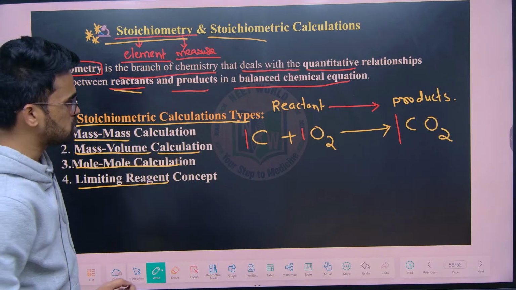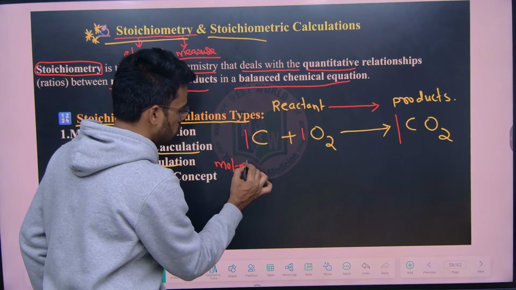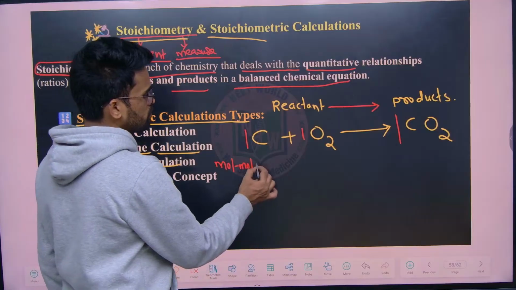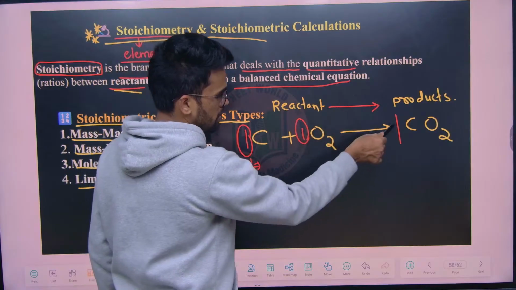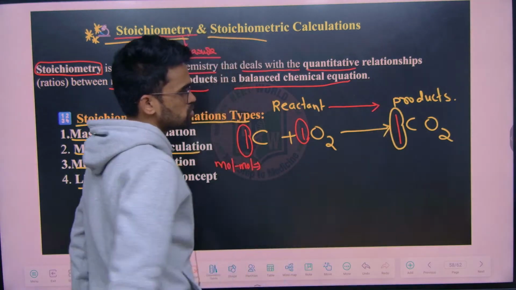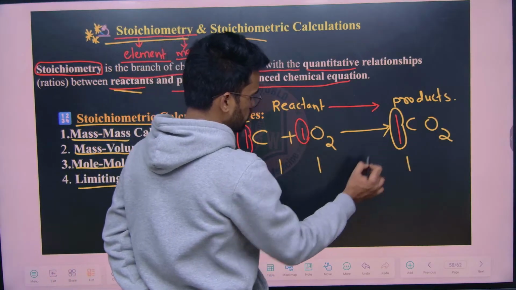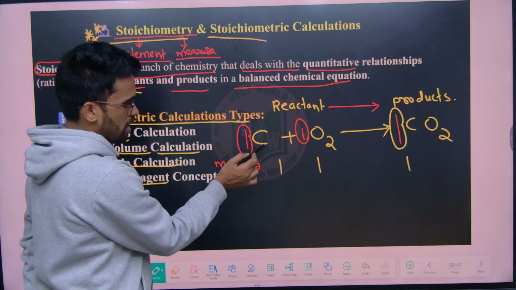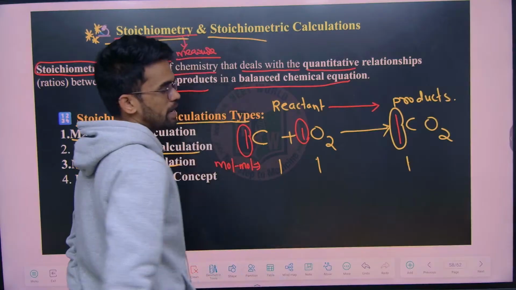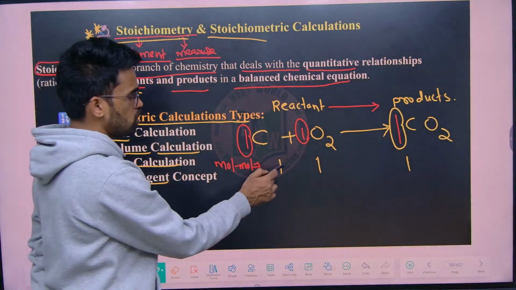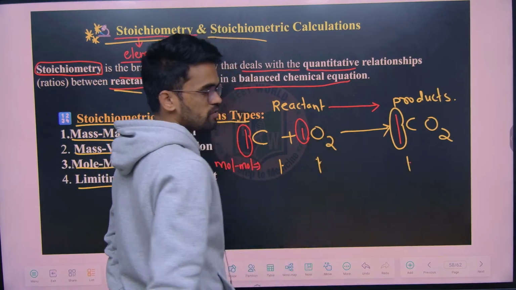First, let us consider the mole concept, the mole relation. What is this mole relation? From the balanced equation, what is the stoichiometric coefficient? The numbers in front of the terms are called coefficients. So what is this number? 1. Here also 1. Here also 1. So it means 1 mole of carbon reacts with 1 mole of oxygen molecules to form 1 mole of carbon dioxide. Once again, 1 mole of carbon reacts with 1 mole of oxygen to form 1 mole of carbon dioxide.